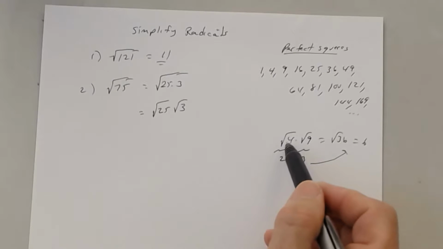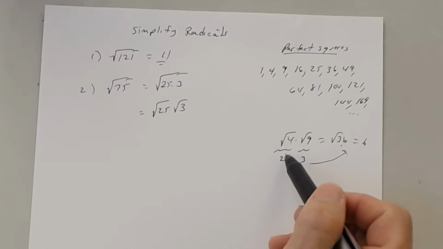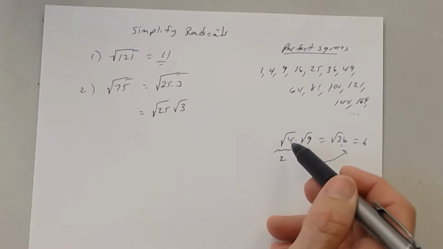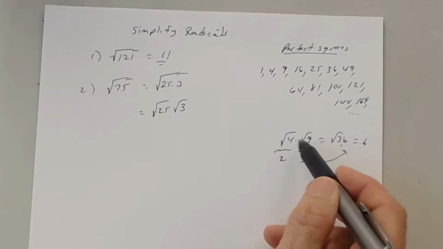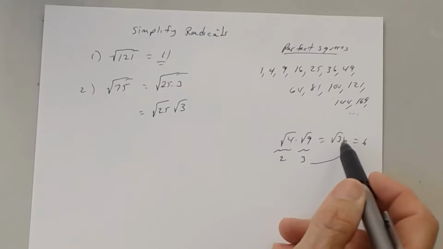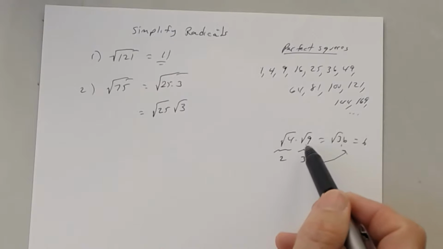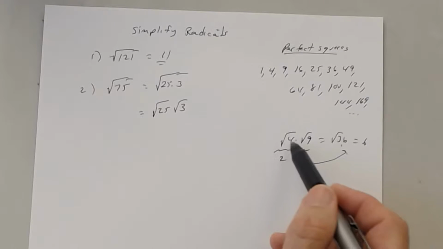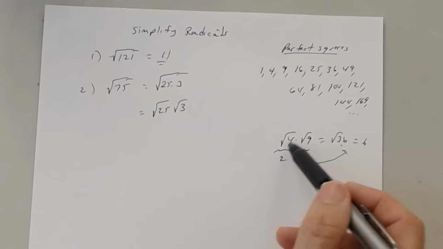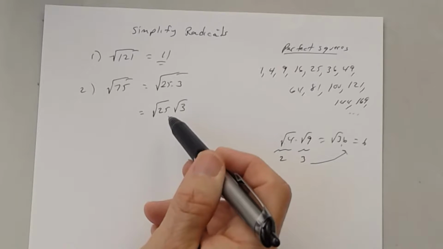Now, that property only applies, see how I had the square root of 4 times the square root of 9, and then 4 times 9 is 36? That property only applies if the indices are the same. Am I dealing with 2 square roots? Yes. As long as the indices are the same, then I can write it as 1 square root. So notice when I wrote the square root of 36 as the square root of 4 times 9, I still said square root because the indices have to be the same. So the square root of 25 times 3 is the square root of 25 times the square root of 3.